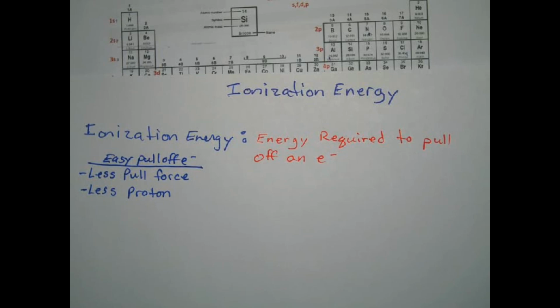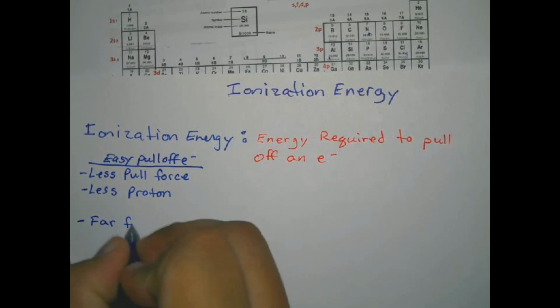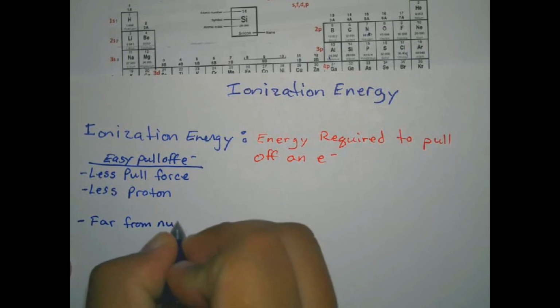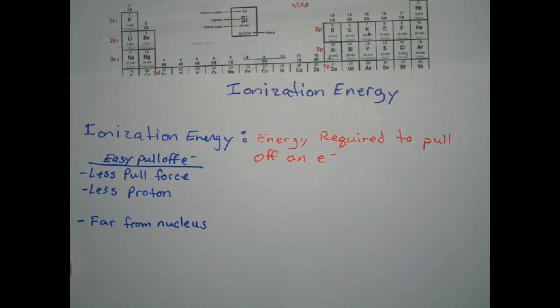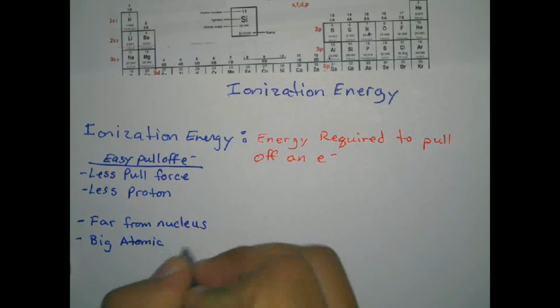So what do you think? Do we need to be close or far from the nucleus? We want to be far from the nucleus. That's the second thing. Far from the nucleus. Okay? So what does that mean to be far from the nucleus? That means we want a big atomic radius, or a bigger atomic radius.